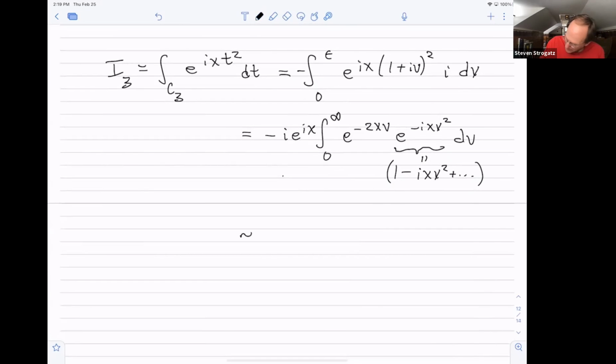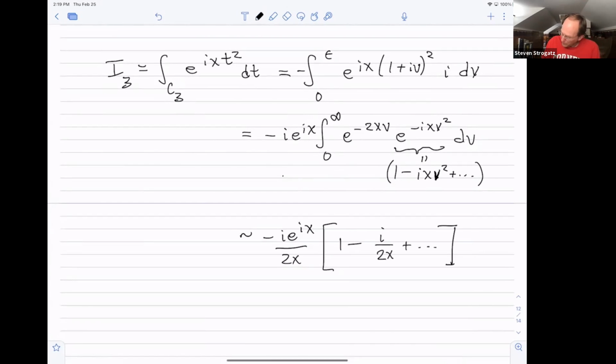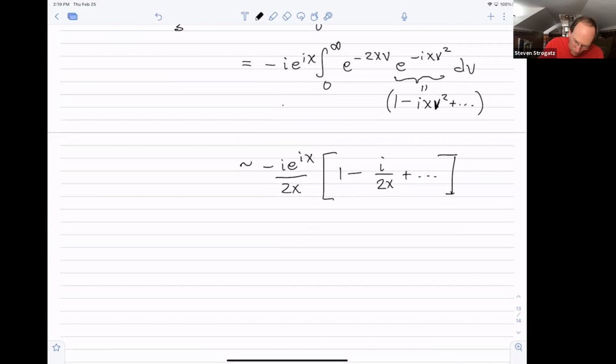this is asymptotic to minus i e to the ix over 2x. And doing just the two terms I had written down here, you get 1 minus i over 2x, which this first term was what was found a few minutes ago. And this is yet another term.